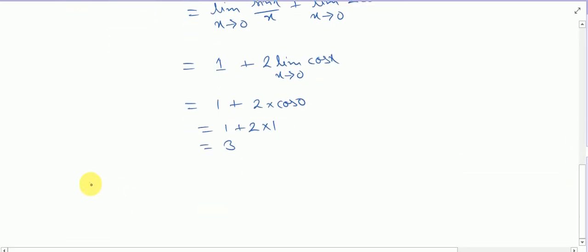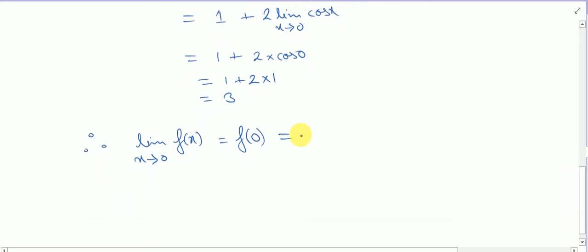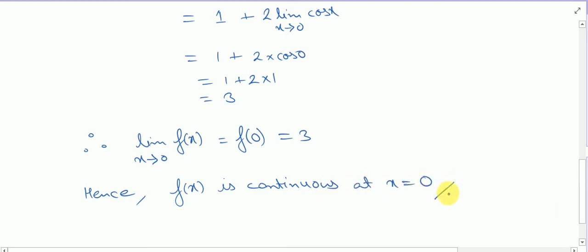So therefore what do we observe? We observe that limit x tends to 0 f of x is equal to the functional value at x equal to 0, and that is how much? 3. Hence f of x is continuous at x equal to 0. So the given function is continuous at x equal to 0.